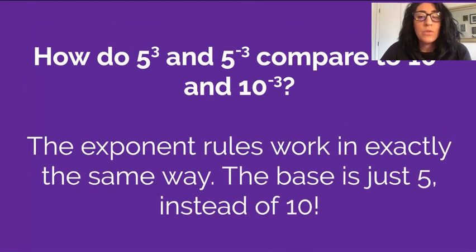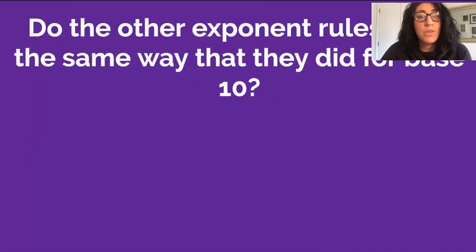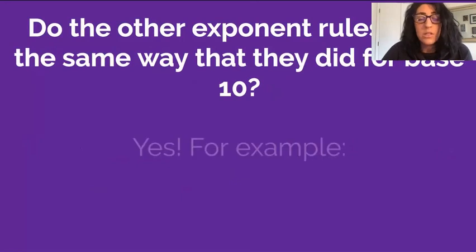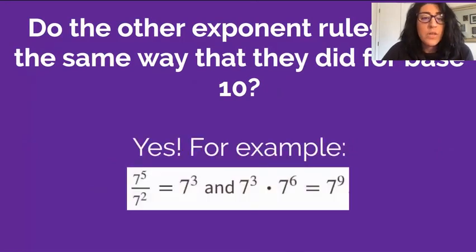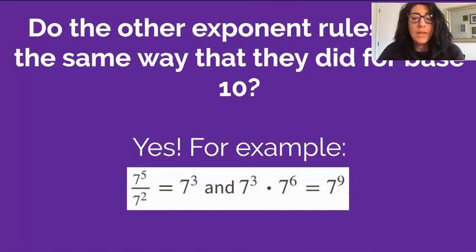The exponent rules work in exactly the same way. The base is just 5 instead of 10. So again, all the rules still apply. You just have different bases. Do the other exponent rules work the same way as they did for the base of 10? And our conclusion here is yes. We can look at the quotients. We are still subtracting. The products, we are still adding those exponents together.